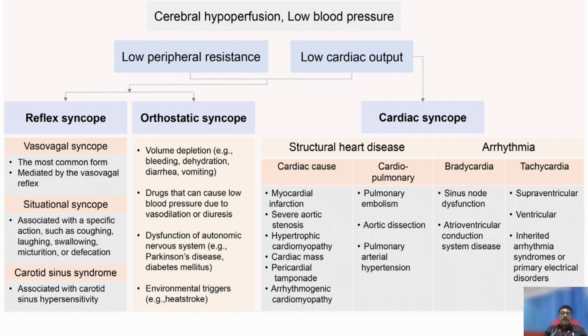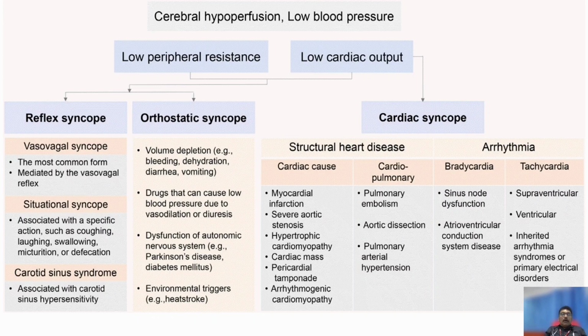Structural heart disease has a lot of causes you can see here: myocardial infarction, aortic stenosis, subaortic stenosis, hypertrophic obstructive cardiomyopathy, cardiac mass, especially atrial myxomas, pericardial tamponade, cardiomyopathies, pulmonary embolism, aortic dissection, pulmonary arterial hypertension. All these things can produce cardiac syncope, and that is due to low cardiac output.